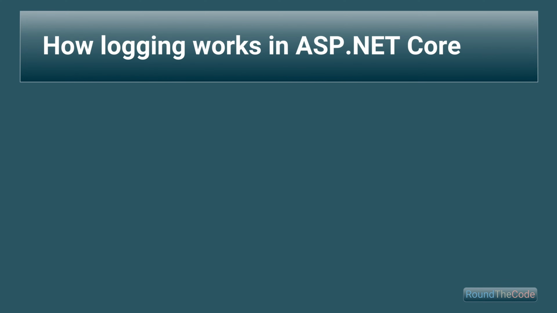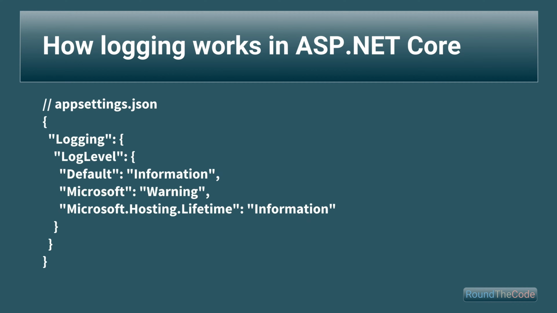How logging works in ASP.NET Core. When creating an ASP.NET Core project, an appsettings.json file is created that looks similar to this. Inside the Logging object, there is a LogLevel object. Within that, there are a number of JSON tokens contained within it. The token's key represents the namespace of the log level, and the value represents at what level we start writing logs.